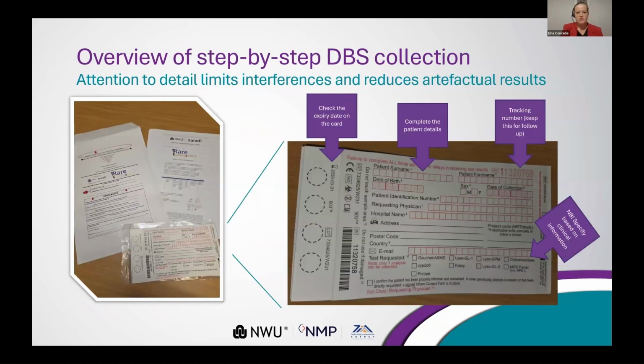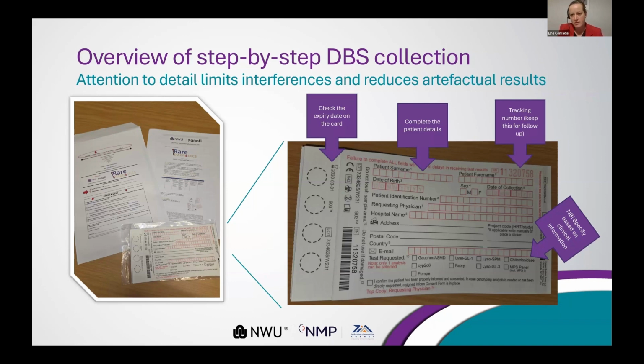This is just two pictures showing you on the left-hand side how the kit looks. So this is an A4 envelope with all of the documentation inside. And then on the right-hand side is the specific DBS card. It's a Whatman 903 card. But because we refer at this stage to Archimed, there's specific information that they want together with the samples.